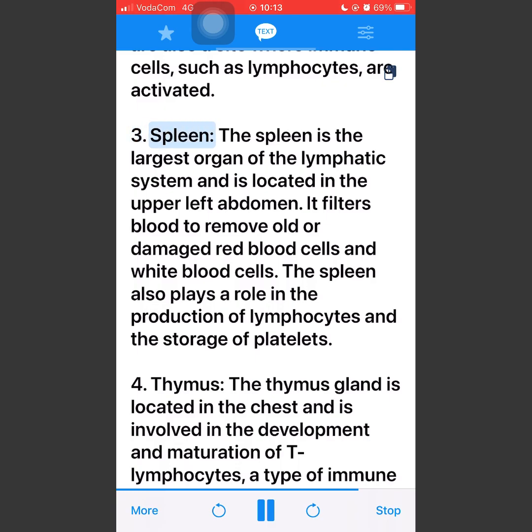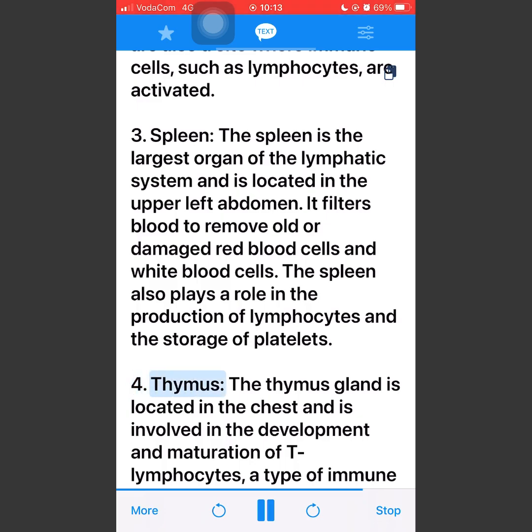3. Spleen. The spleen is the largest organ of the lymphatic system and is located in the upper left abdomen. It filters blood to remove old or damaged red blood cells and white blood cells. The spleen also plays a role in the production of lymphocytes and the storage of platelets.